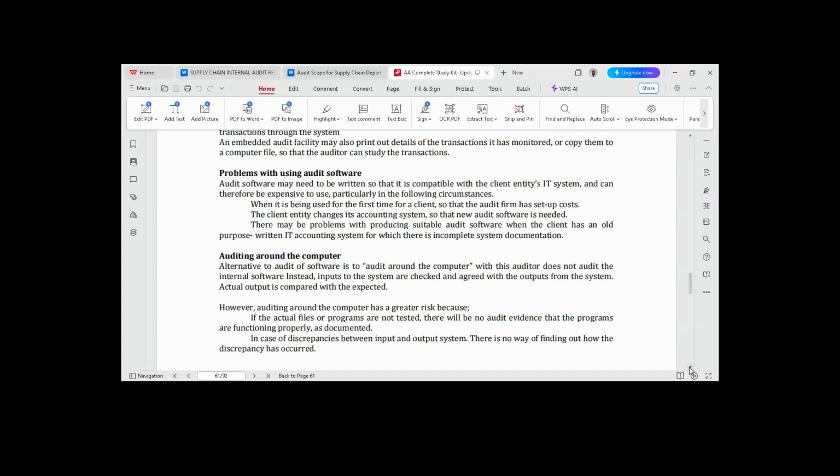So the auditor will be checking what? Input and what? Output only. You will not be checking the processing. You only check what comes in and what goes in and what comes out. That's all.